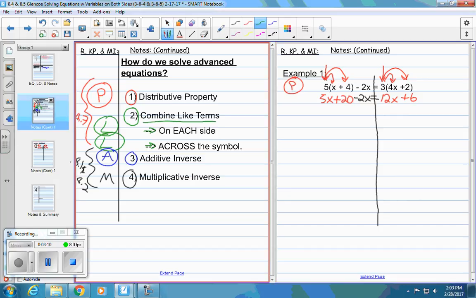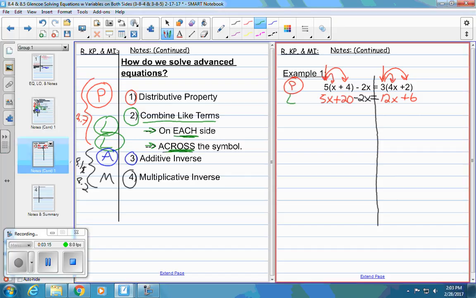And again, we're going to split this up on each side, and then we're going to go across the symbol. So first, we're doing it on each side. And what that is like is only looking on this left side first. So do we have any like terms on this left side? Yeah, you're right. It's 5x and negative 2x. And 5x plus negative 2x gets you 3x. And the plus 20 has no friends and nothing like it, so we bring it straight down. The equal sign is still there. And 12x plus 6 are not like each other, so we have to leave them and bring them straight down.